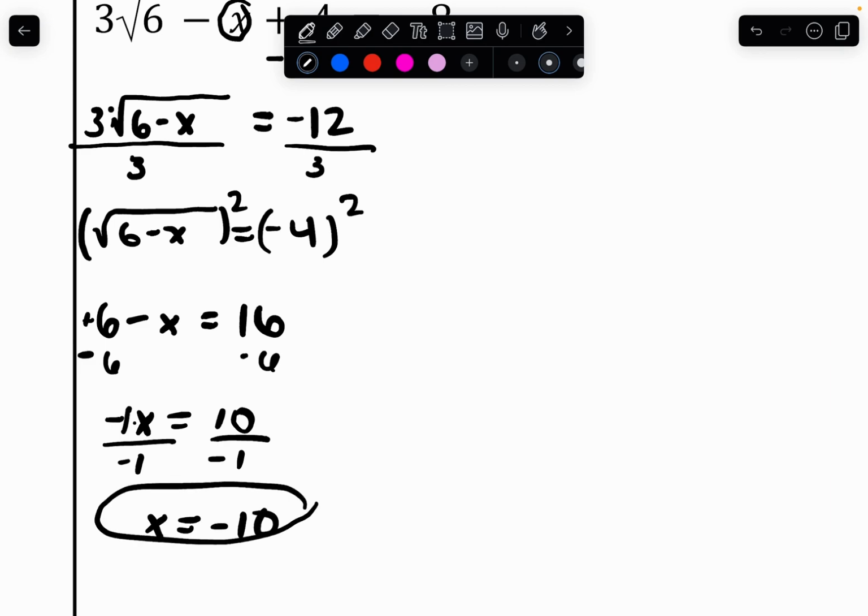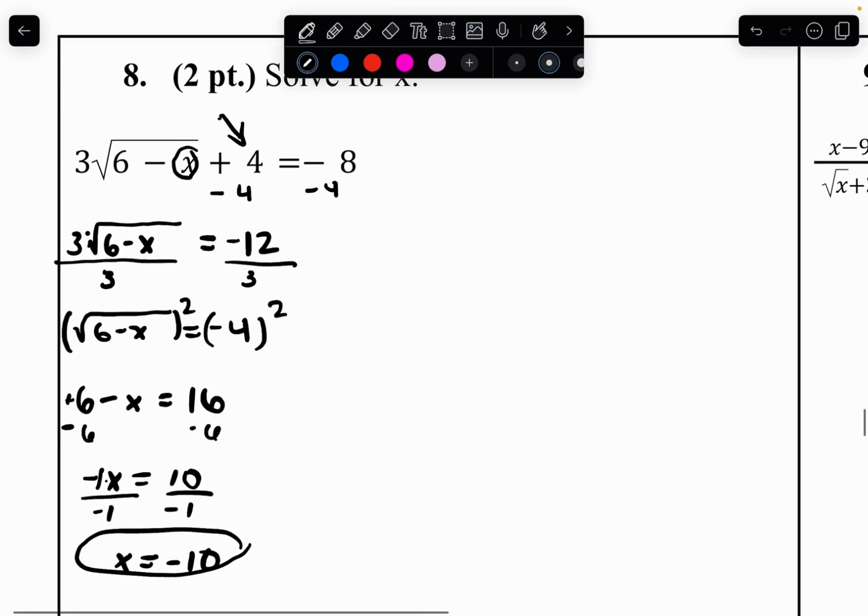You're not done. Remember, one of the things we talked about during the radicals unit is that every time that you have a solution, you need to substitute it back into the original equation to make sure that the solution that you got is not an extraneous solution. So I'm doing just that.